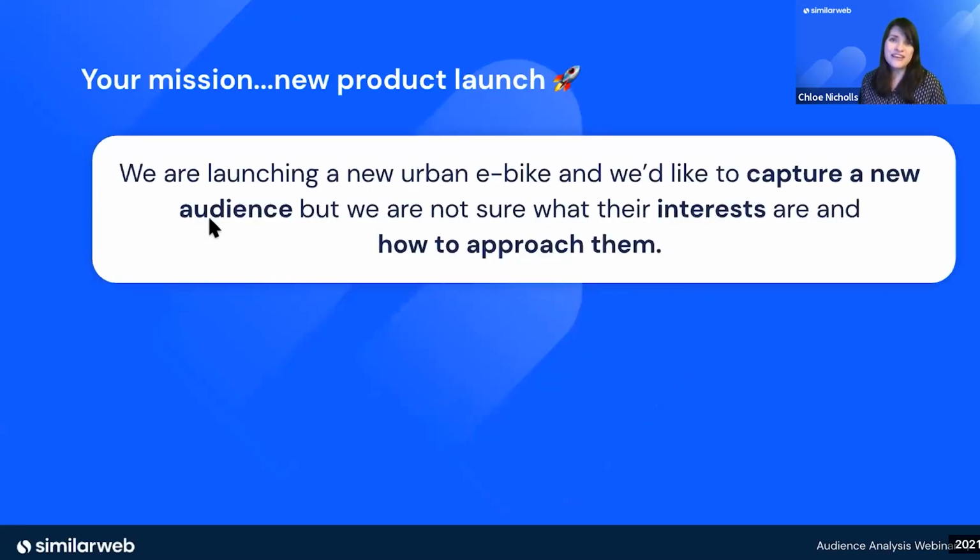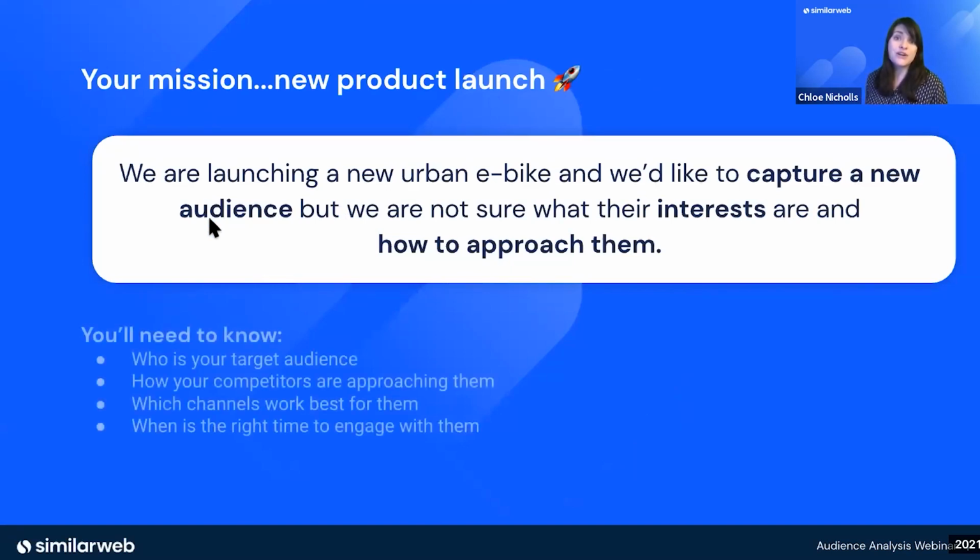So imagine you're a VP of strategic marketing at a global bike company, and it's your job to launch a new urban bike into a new market, reaching a completely new audience. You may have some assumptions already about this target audience, but to successfully launch this new product and build brand awareness, you'll need to know the following: who your target audience is, how your competitors are approaching them, which channels work best for them, and when's the right time to engage with them.